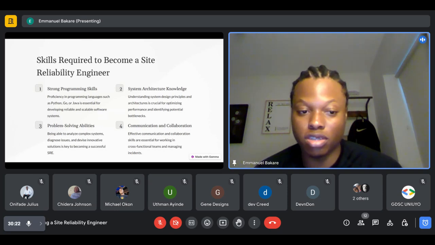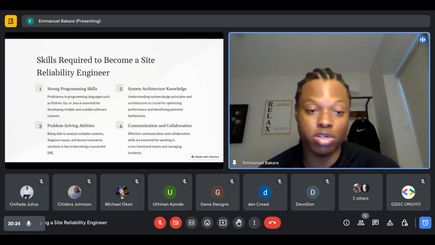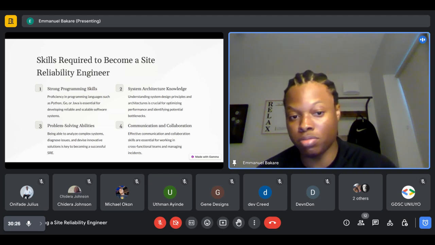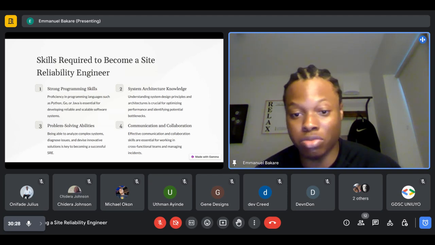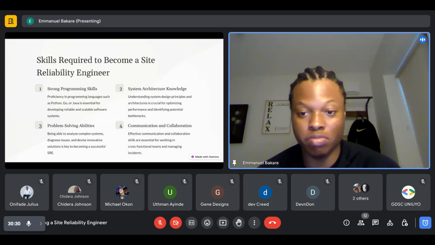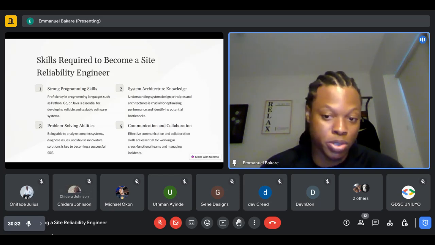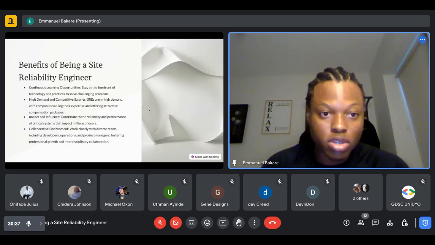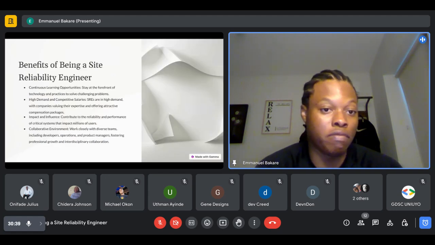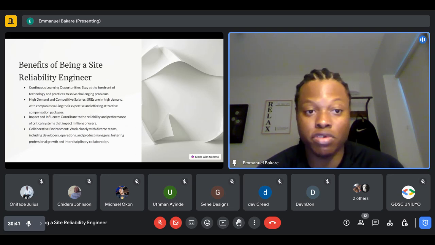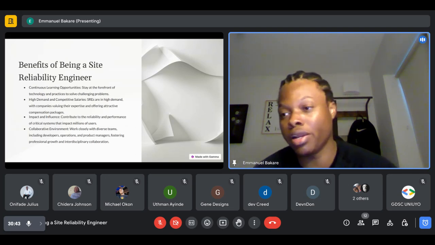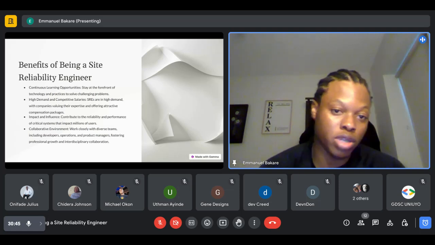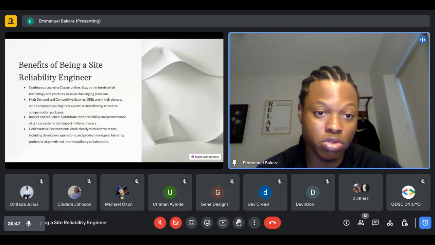Problem solving skills. I've explained that in thorough detail. That's the triaging problems. And communication and collaboration. That's generic. Every team requires communication. Every person needs to know how to collaborate. So the benefits. Like I said, you have continuous learning opportunities. You learn how code works. You build systems that code runs on. You're kind of good to go.